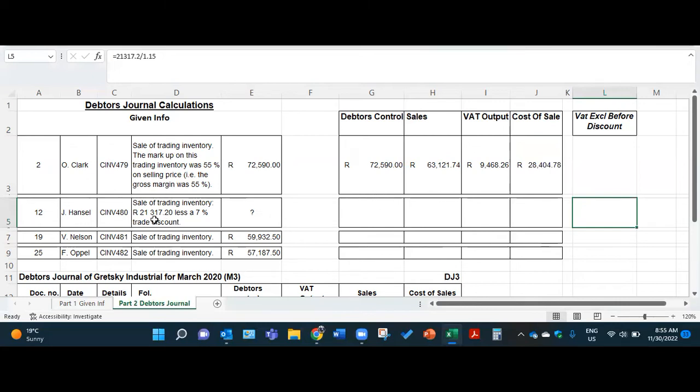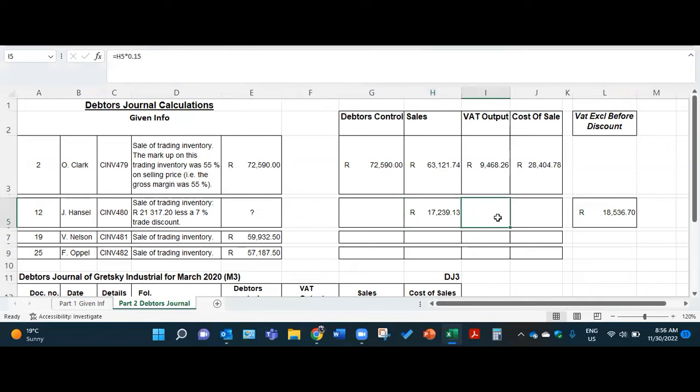So if we have a look at that, the 21,317 was given, and we will divide that with 1.15, and we will get 18,536.7. That is the normal amount at which we would have sold it. Now, we know that we are giving a 7% discount. Remember, the discount is always based on the VAT exclusive amount. So here under sales, we are going to say, okay, if I give somebody a 7% discount, they are going to pay 93% of the normal price, or just 0.93. And therefore, I say that amount that I've just calculated, they multiply it by 0.93 will give me 17,239.